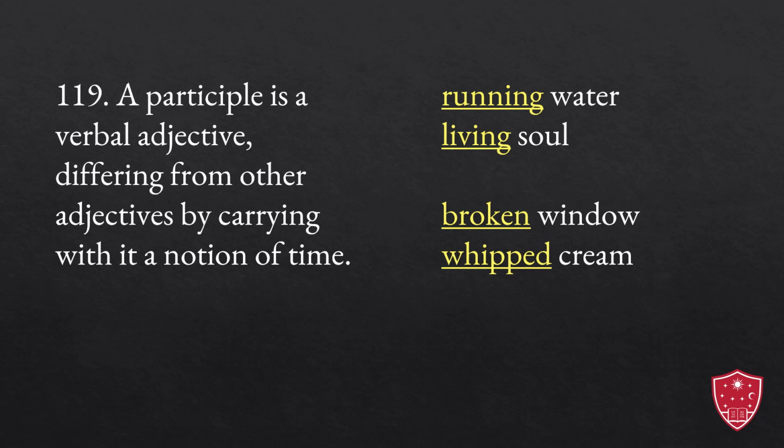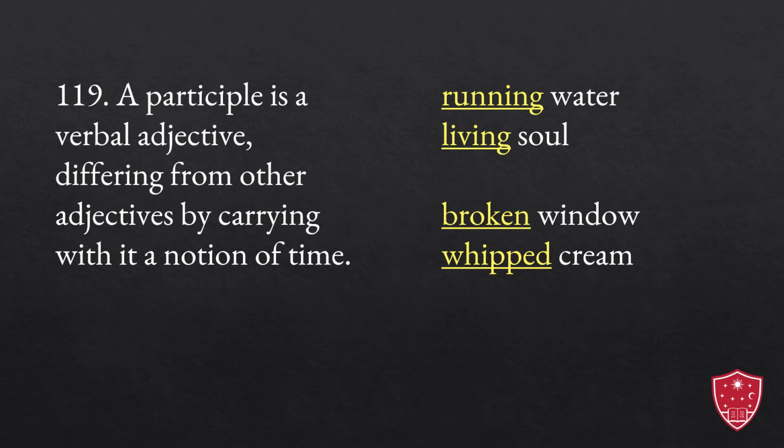In the third example, we read broken in broken window. And again, we can see that broken is used just like an adjective. We could replace broken with clean window or clear window. So broken, being a participle, works just like an adjective, but broken suggests the idea of past time. The window has been broken. The window was broken. It is a broken window. The participle broken carries the notion of past time.